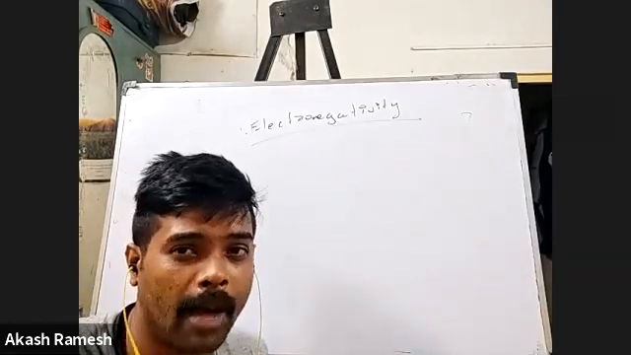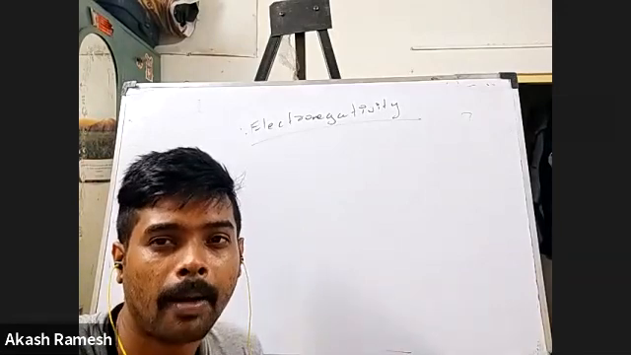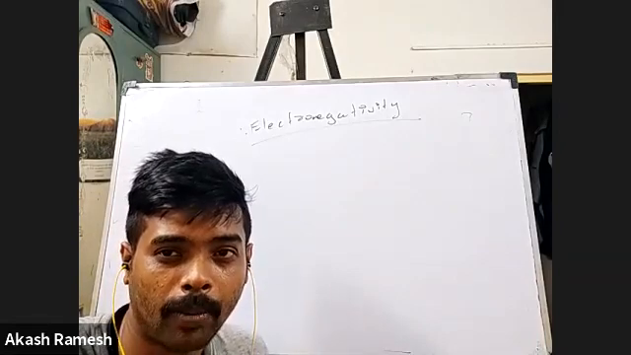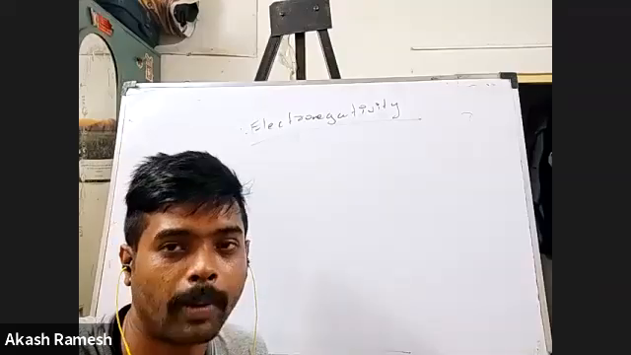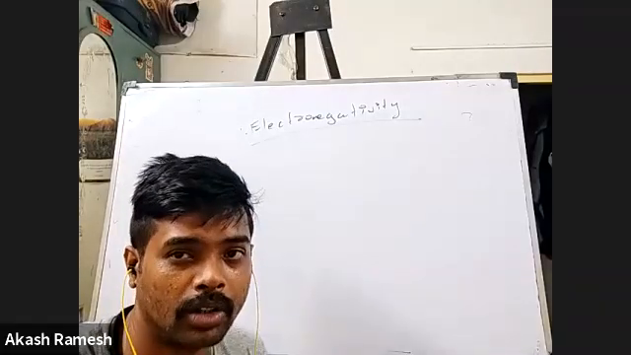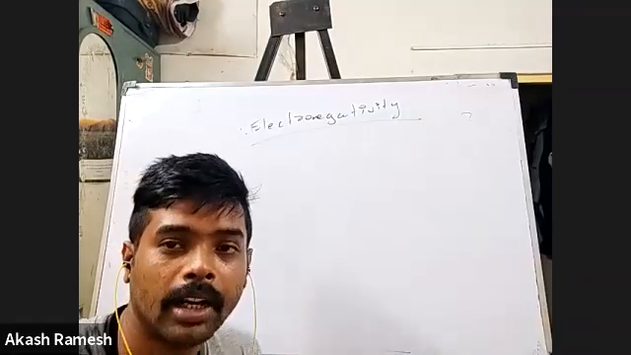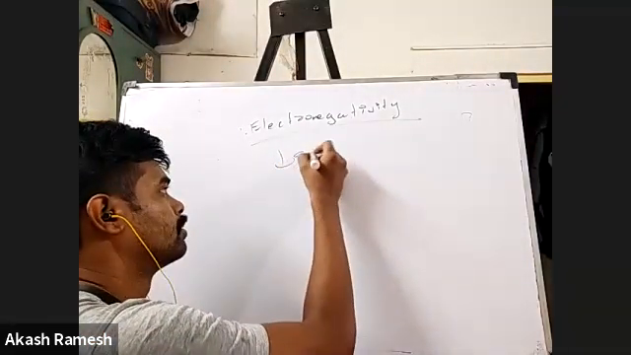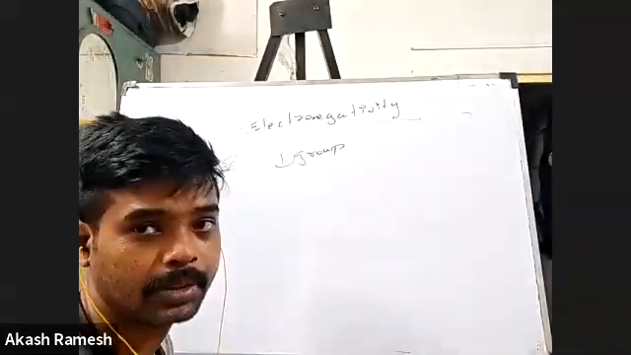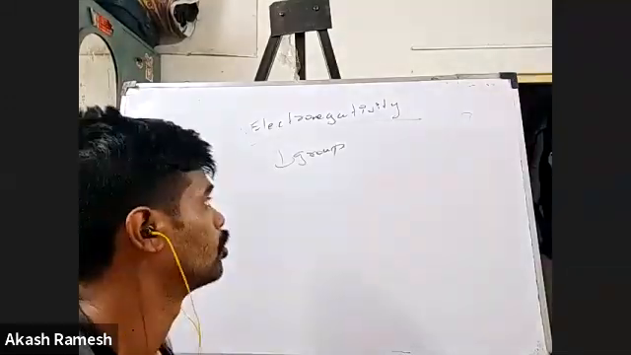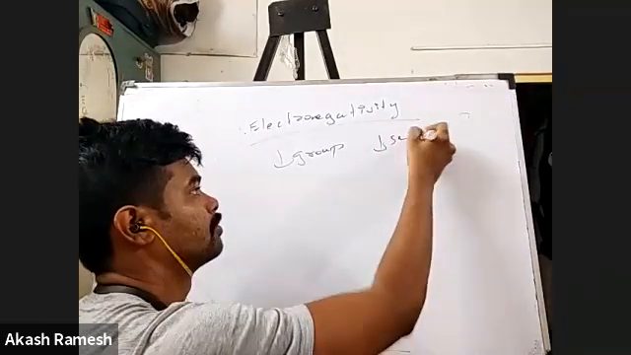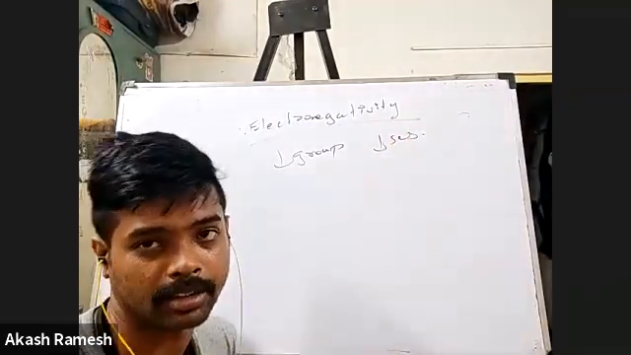Now tell me, what happened to electropositivity down the group? Guys, what happened to electropositivity down the group? It increases. Exactly. So metallic character basically increases down the group and decreases along the period. So it is going to be exactly opposite for electronegativity. Down the group, that is lithium, sodium, potassium, the electronegativity value decreases, right?